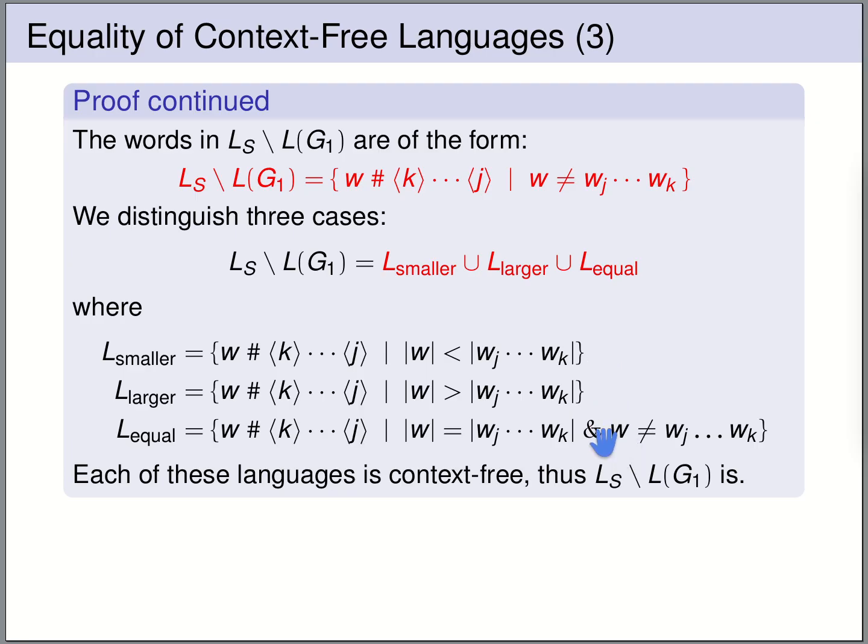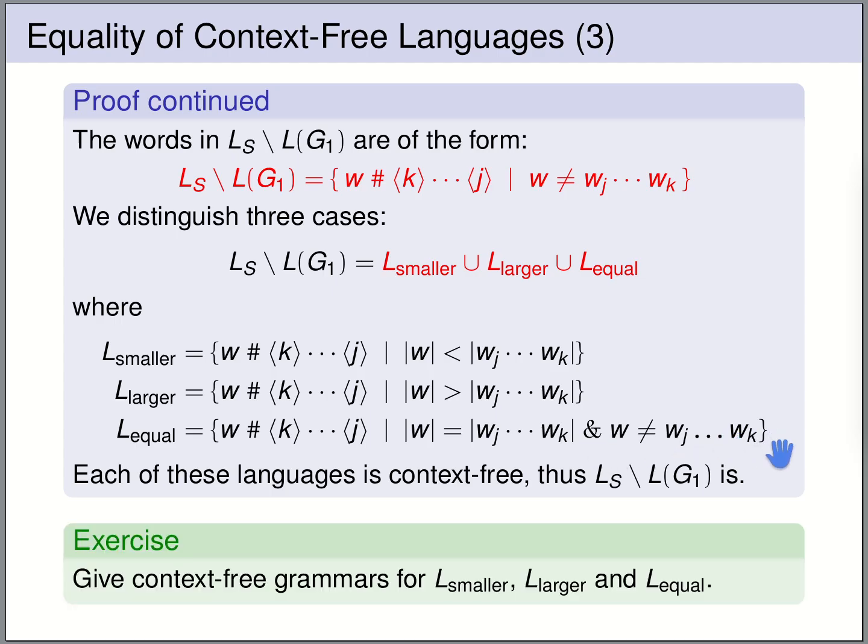For each of these 3 languages, it is a nice small exercise to give a context-free grammar. I leave this exercise to you, so try to find context-free grammars for each of these 3 languages. This implies that these 3 languages are context-free. Since their union is also context-free, it means that the language of Ls minus the language of G1 is context-free, and this was sufficient to show that our problem was indeed undecidable.